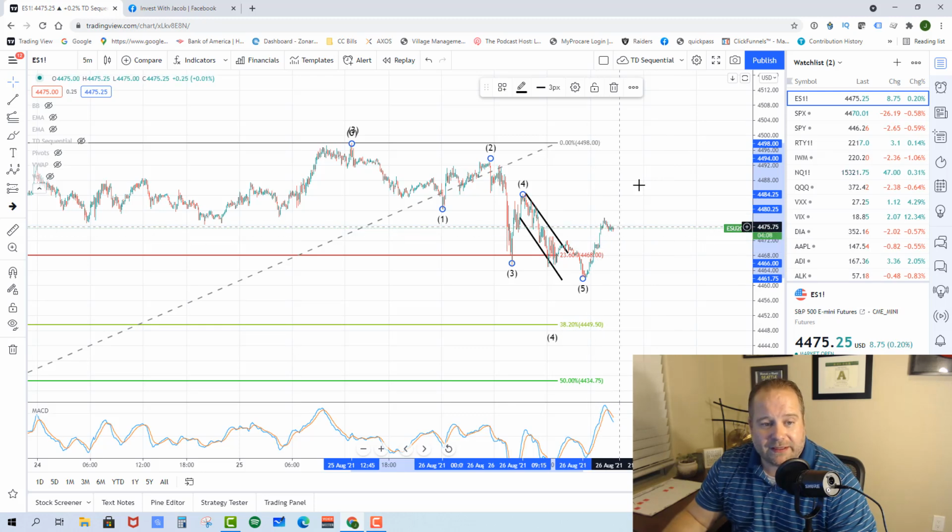Now, if they do try to run this up off of this low, then we will have to assess exactly where we're at the open and see if we need to close our position or possibly wait for a pullback to get out a little better.